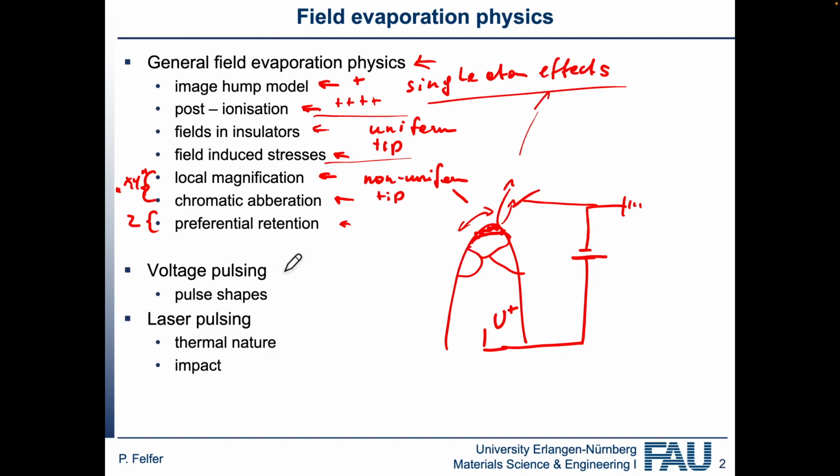Then we're going to look into voltage pulsing. What effects do we get from voltage pulsing and from pulse shapes? And very importantly, what effects do we get from laser pulsing? Because voltage pulsing typically doesn't change much around the field evaporation physics. The atoms may have more or less energy. This is important for us for the time resolution and for the mass resolution. But here with laser, we change the temperature, so we change quite a lot of stuff that's happening on the surface.